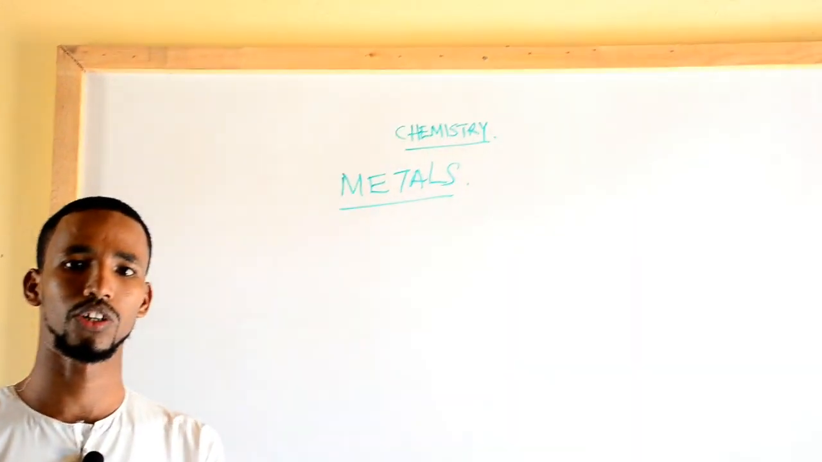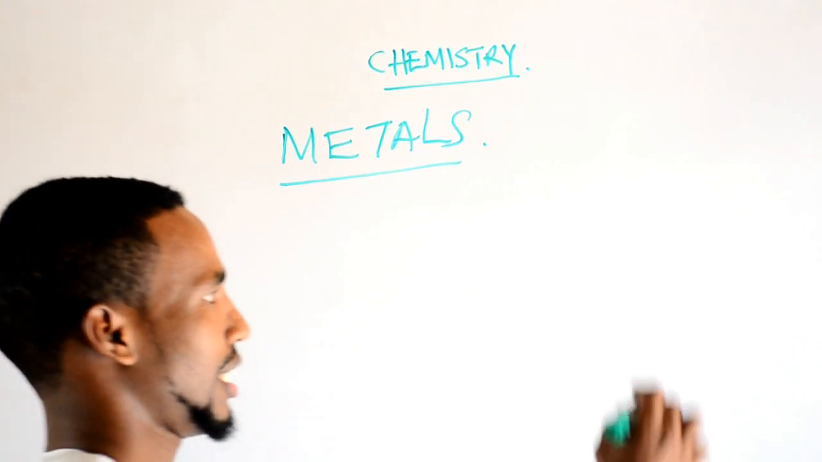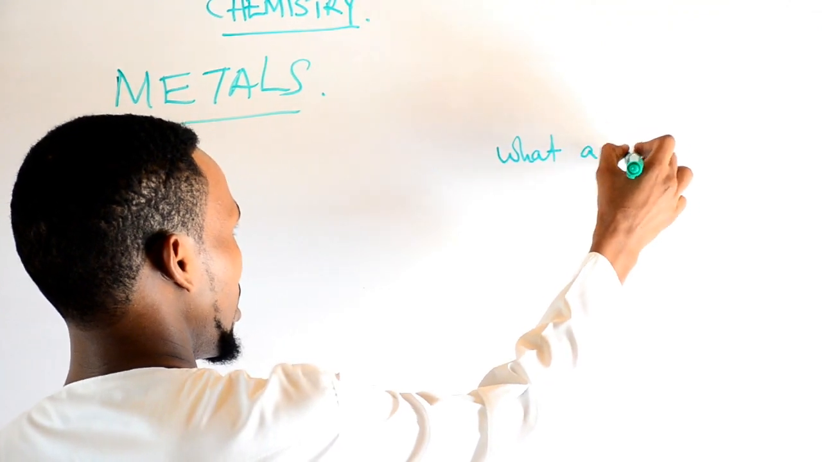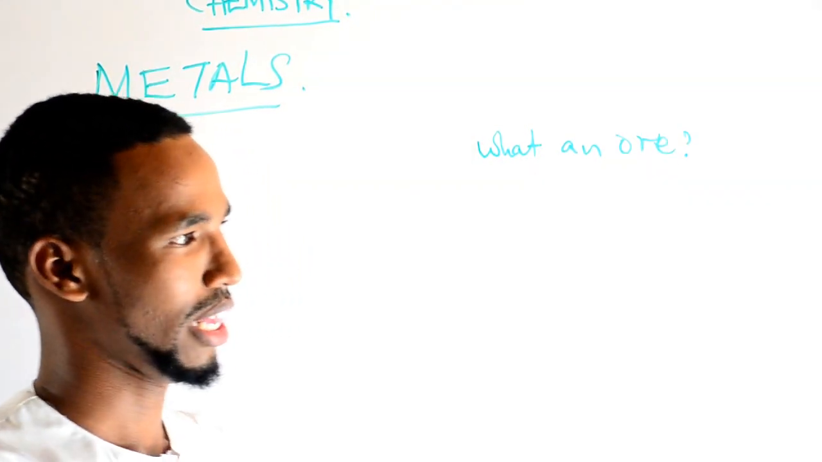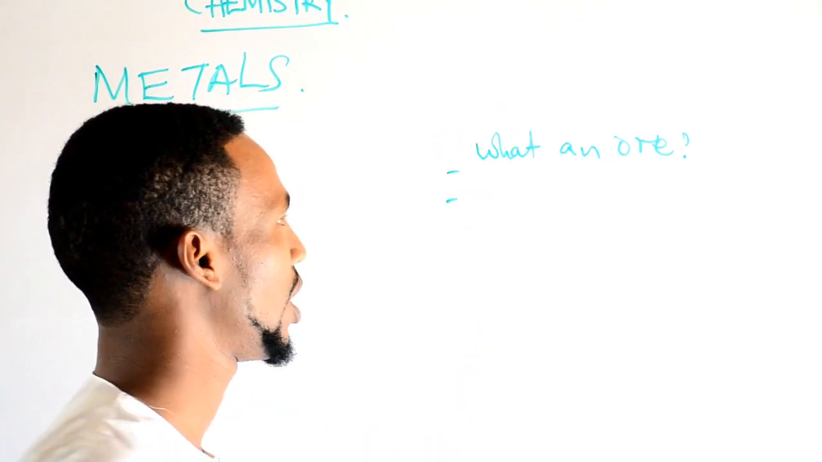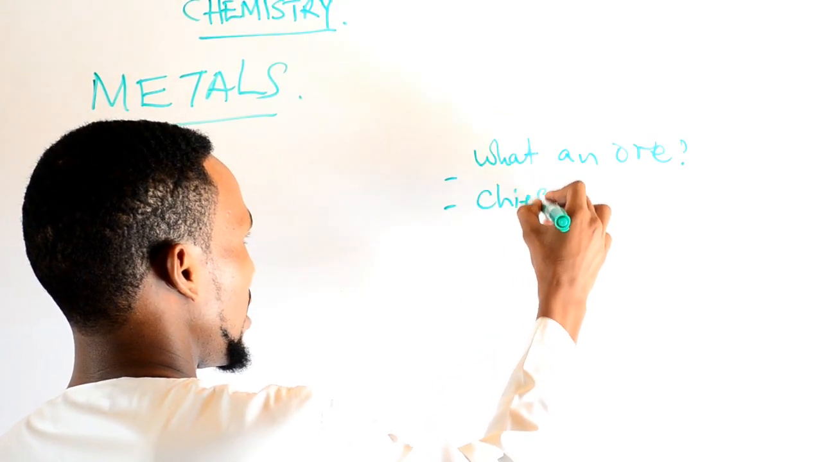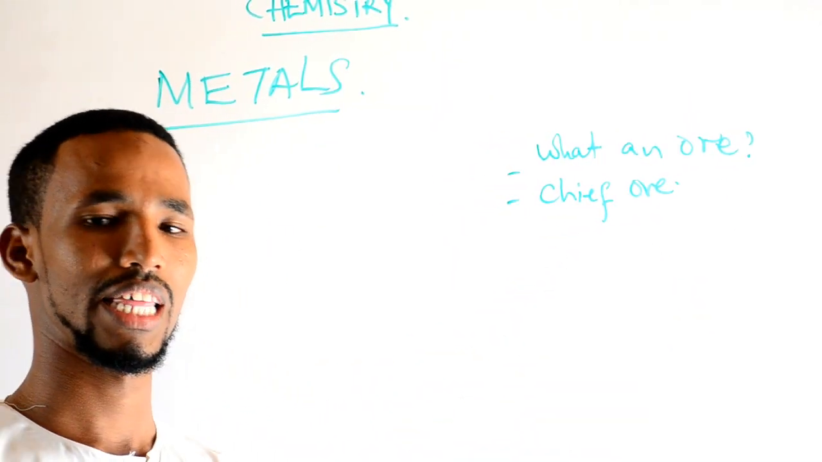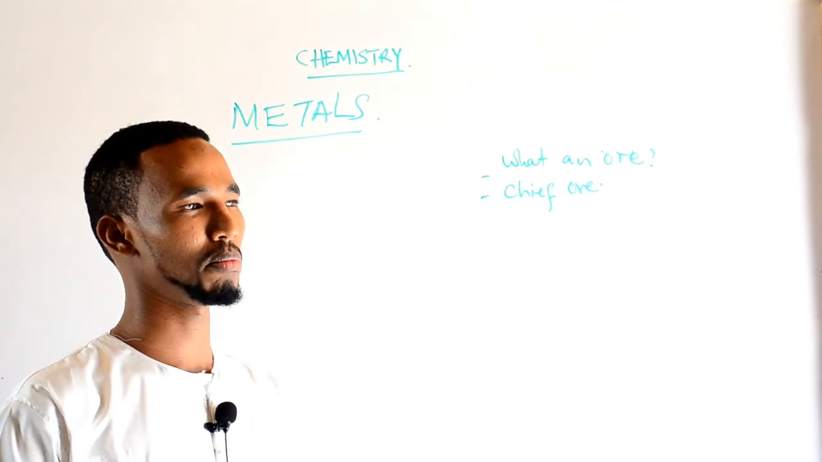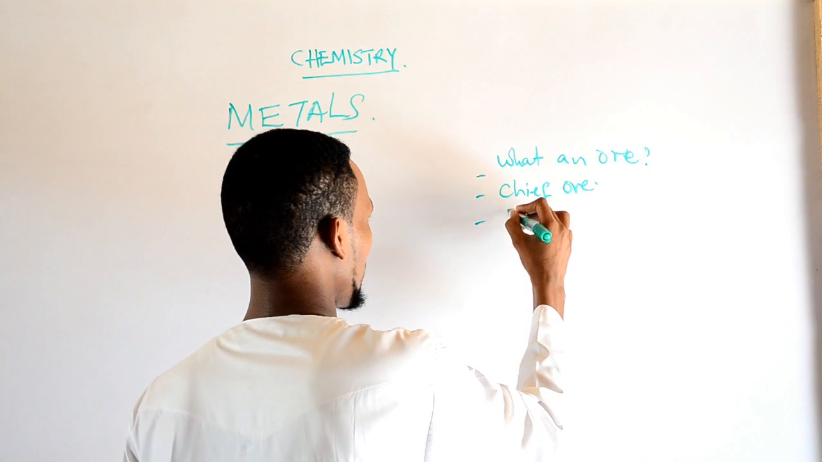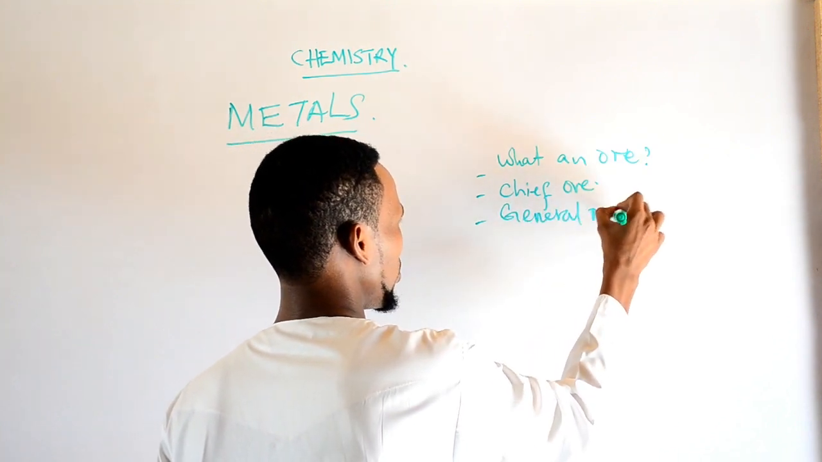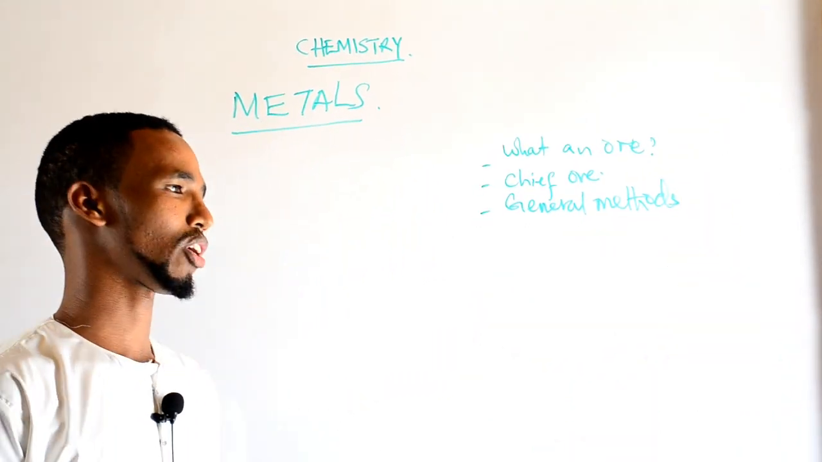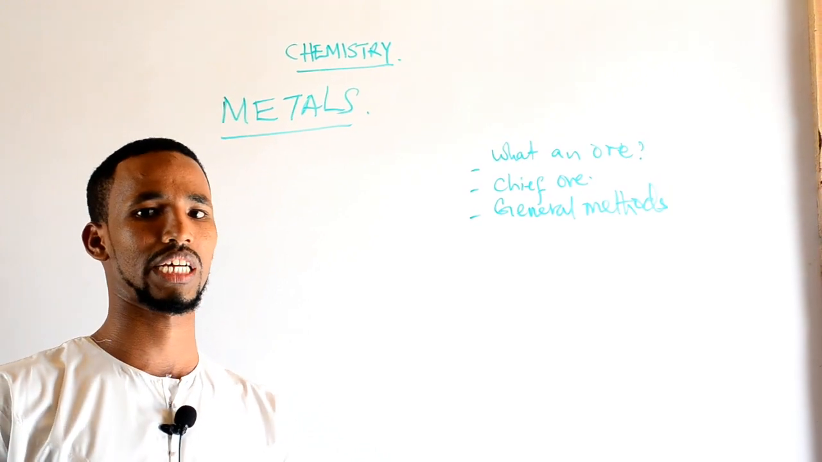When we are discussing metals, the student is supposed to know what an ore is. Then by the end of this topic, you have to know the chief ore of different elements. There's a difference between an ore and a chief ore. The chief ore is the main ore that the element is extracted from. Then we also need to discuss the general methods of extraction, the different methods by which an element can be extracted.